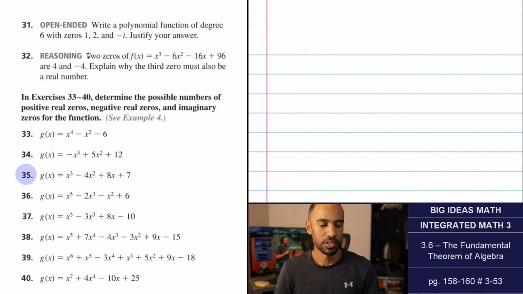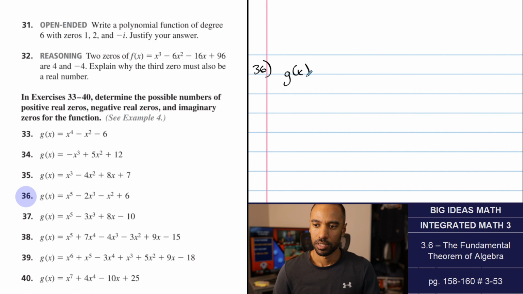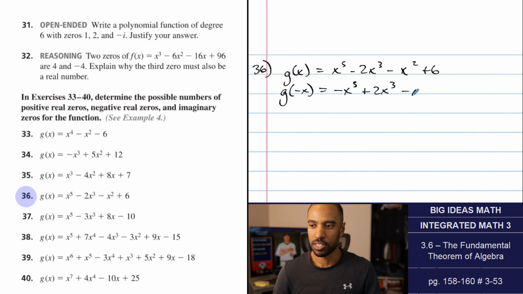Number 36. G of x equals x to the 5th minus 2x cubed minus x squared plus 6. Let's write g of negative x now to get the feel. Raise that to an odd, that's negative. Raise it to an odd, that will change sign. Raise that to an even, the sign will stay the same, and this sign will stay the same.